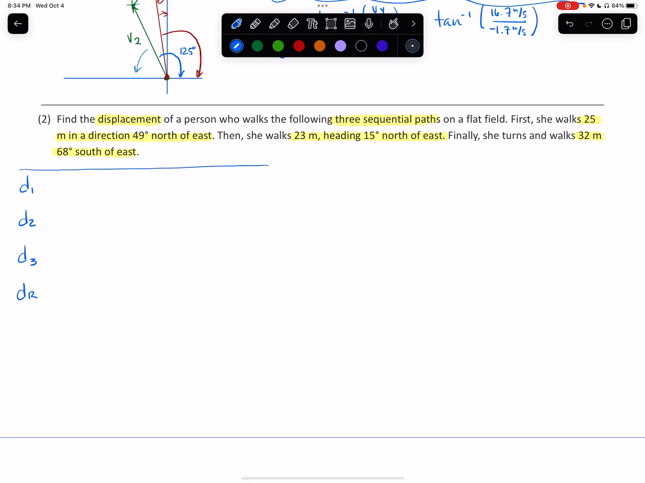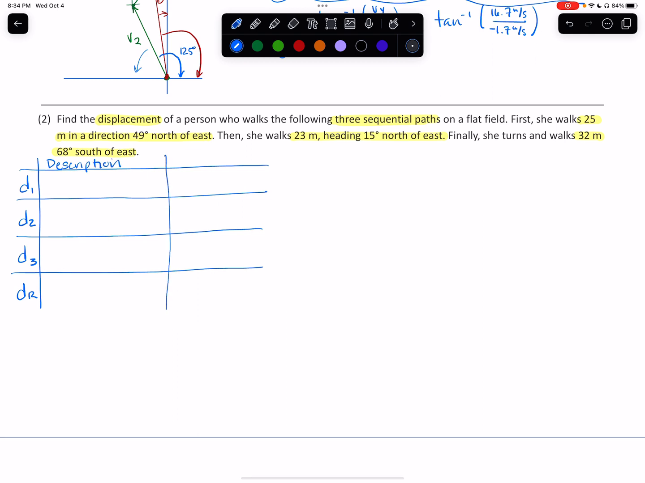So again, I'm going to set up my table. Right now, you don't have to use a table. I just personally find it easier to keep track of everything. So the description of each vector is going to go here, and then I'm going to have a spot for my x component and then a spot for my y component. Let's start with the description.